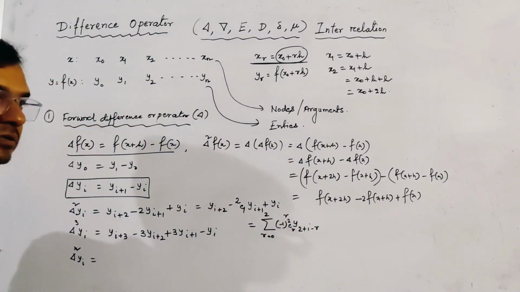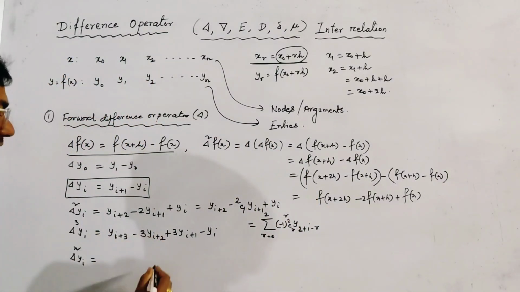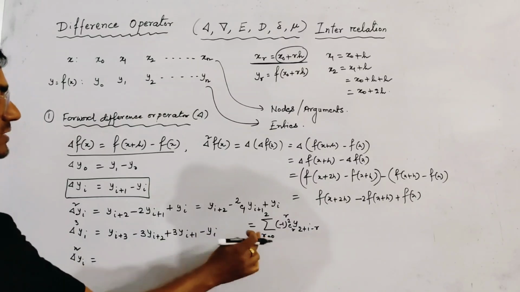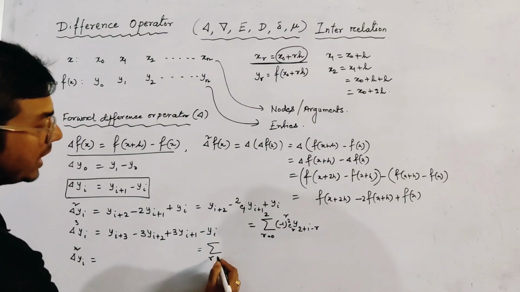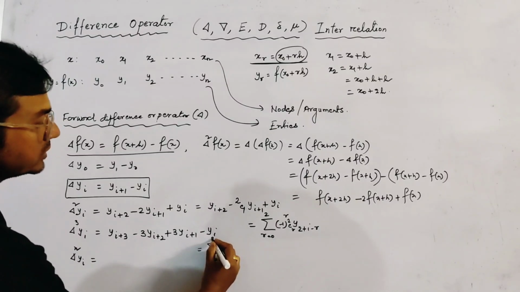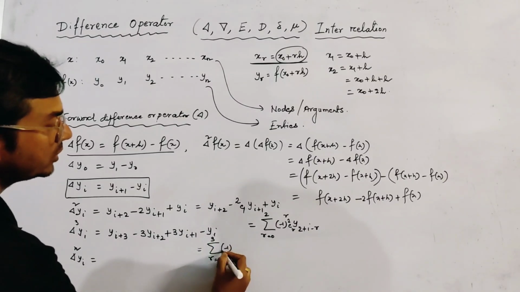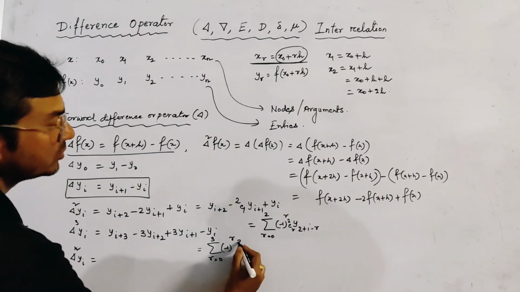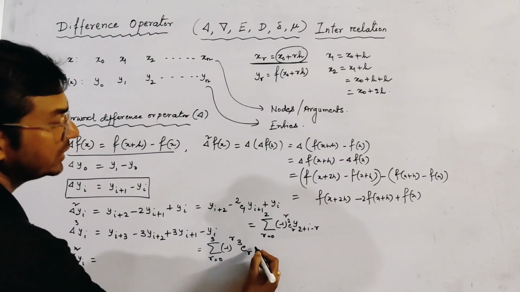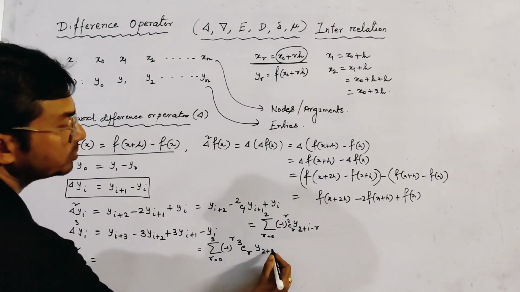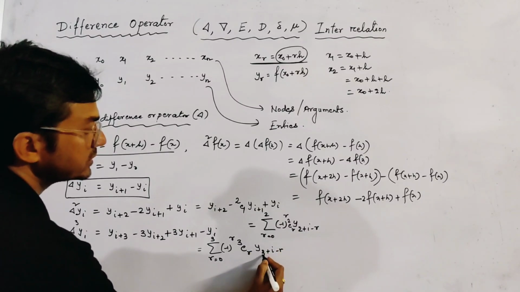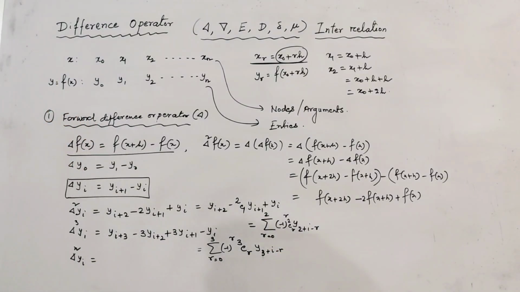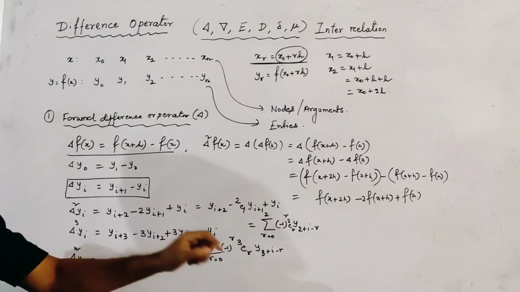Similarly, if we write the third order result directly in summation form, it is summation r equal to 0 to 3 of minus 1 to the power r into 3cr into yi plus 3 minus r. This is not 2, this is 3 here. We write this result in summation form.